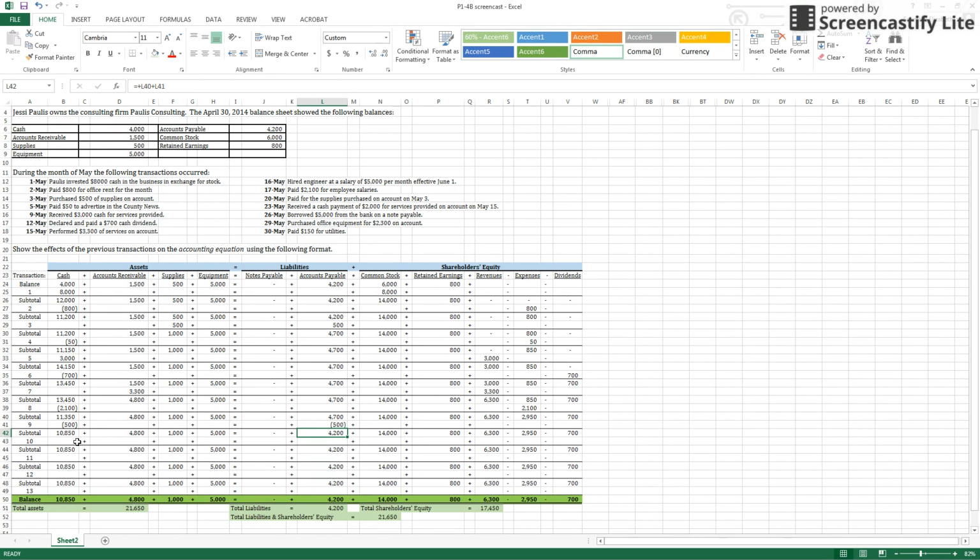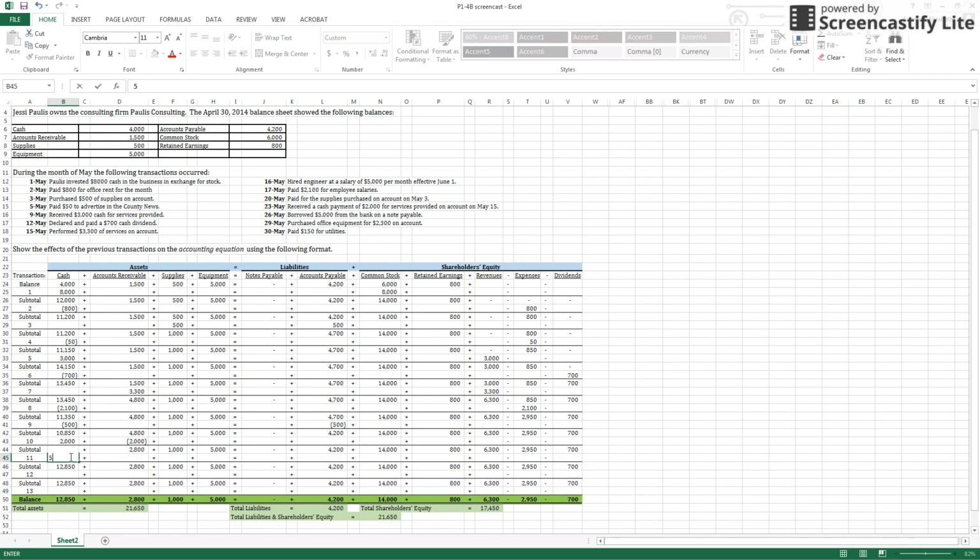On the 23rd, we received a cash payment of $2,000. So we got $2,000 cash, and this was for services provided on account on May 15th. So if we look back at May 15th, we performed $3,300 of services. Now we've been paid for at least $2,000 of it, but that means that we are no longer owed that $2,000.